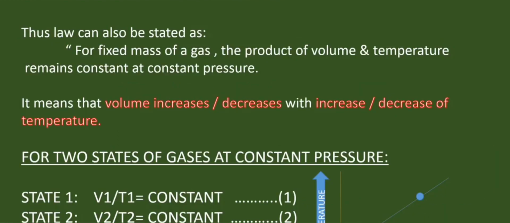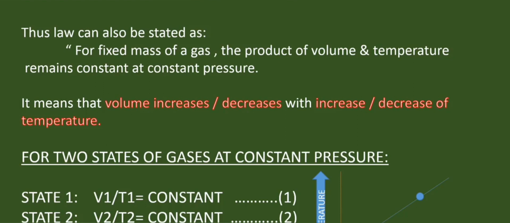Charles' law can also be stated as, for a fixed mass of a gas, the ratio of the volume and the absolute temperature remains constant at a constant pressure. It means that the volume changes with the change in the absolute temperature, but the ratio V by T remains the same.